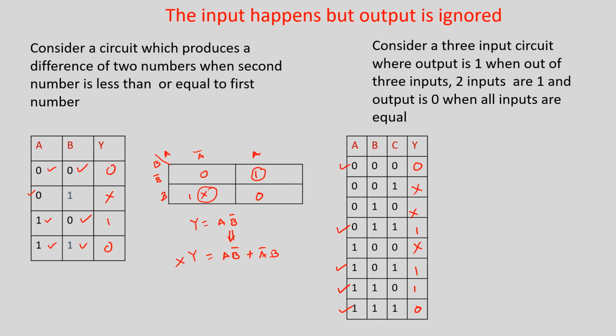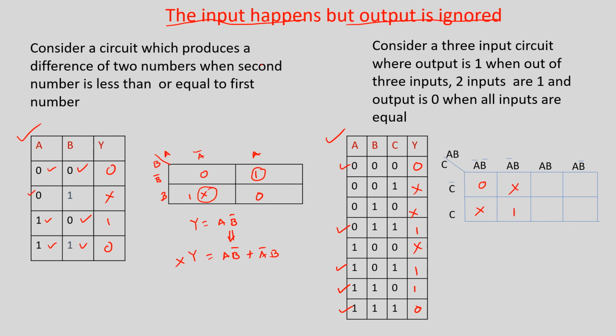Here in both the truth tables you check. What we can say is that in this truth table the input happens but the output is ignored. That was not happening in the previous slide. Now let us draw the K-map for this. Here in the K-map, this is 0, this is don't care, this is don't care, this is 1, this is don't care, this is 1, this is 1 and 0.